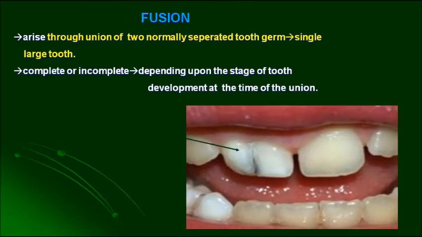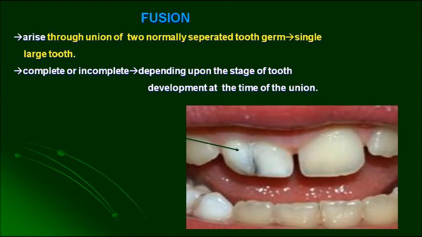Now, what is fusion? Fusion is actually the opposite of gemination. In case of gemination, one single tooth germ was dividing into two different teeth, isn't it? But in case of fusion, two different tooth germs are fusing into one single tooth. See the picture. In that picture, the central incisor and lateral incisor are both fused into a single tooth, isn't it? So when you count the number of teeth in the oral cavity, one tooth will be less in number. Okay, so that point is very important.